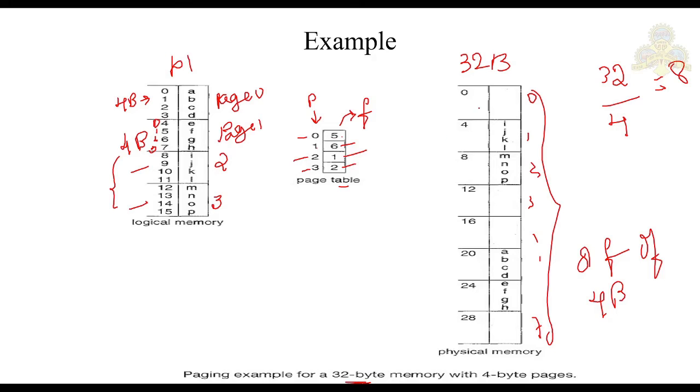Now check the 5th frame: 0th frame, 1st, 2nd, 3rd, 4th, 5th. So page 0 content should be present in frame 5, and ABCD is present here. The contents of page 1, EFGH, should be present in frame 6, and it is. The content of page 2, IJKL, is present in frame 1. And for the last one, page 3, MNOP should be present in frame number 2, which is also the case.